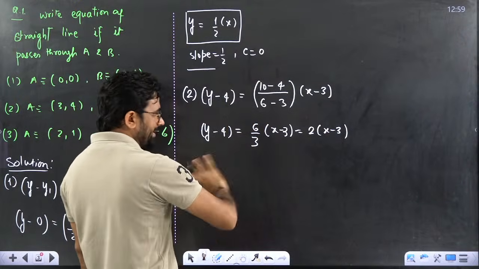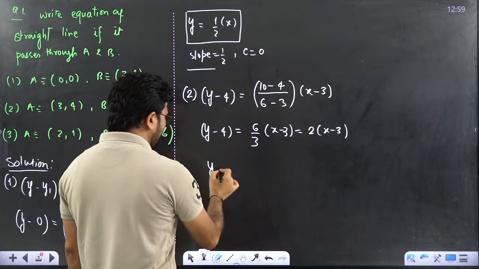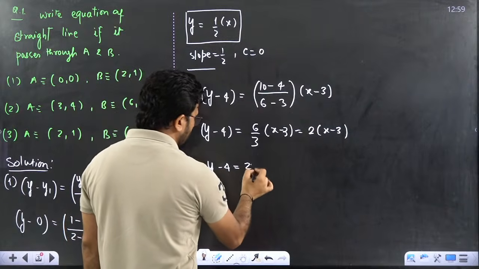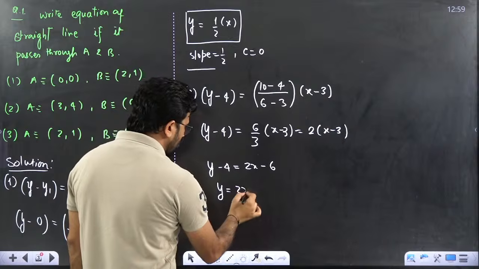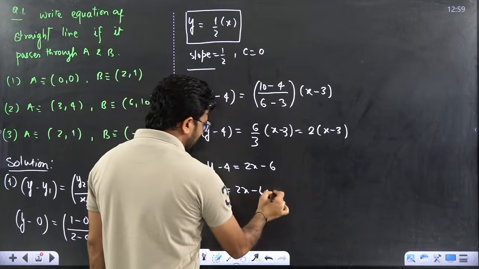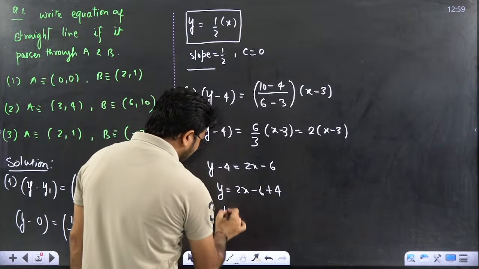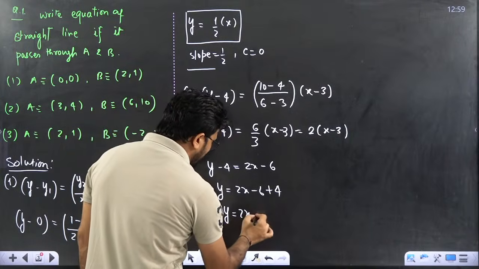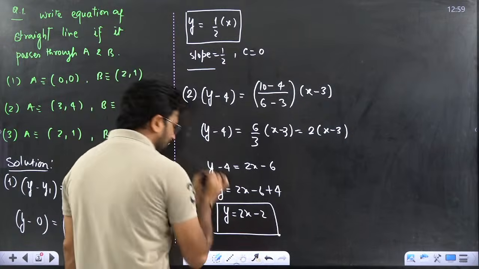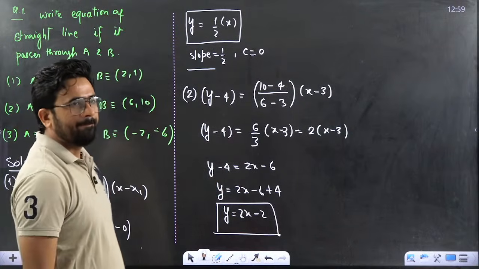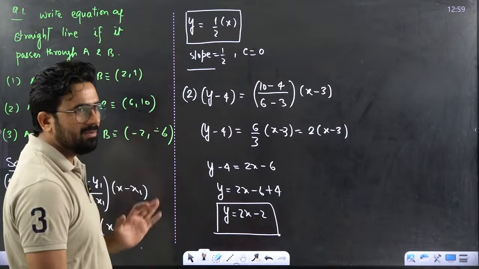Now I am going to rearrange the terms. This becomes y minus 4 is equal to 2x minus 6, or y equal to 2x minus 6 plus 4, that becomes 2x minus 2. This is the final answer for this question. Okay, this is a simple thing, very simple.